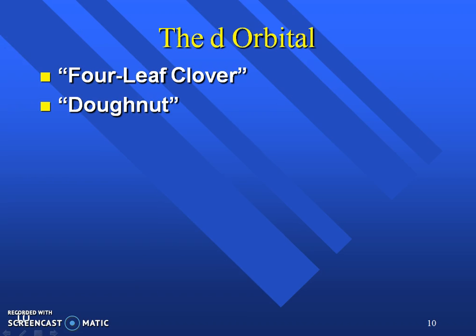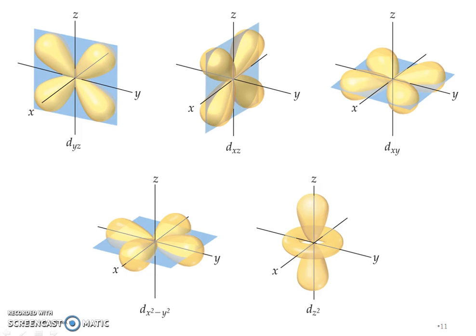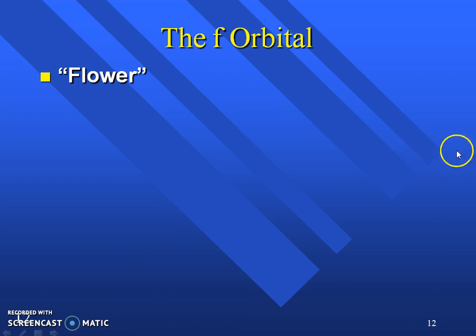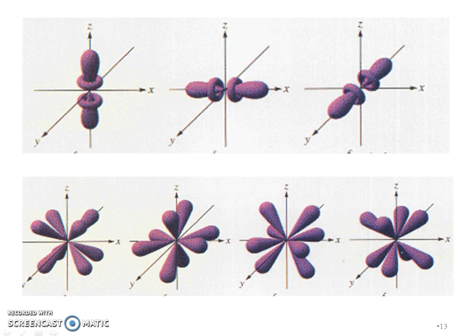So the D is what they either call a four-leaf clover or a donut, because these are your possibilities. Again, think 3D. So if you have all of these together, and then of course you have this donut shape, okay? The F is a flower. Again, now you have 7 different possibilities, and again 3D models, and they can go all over the place.